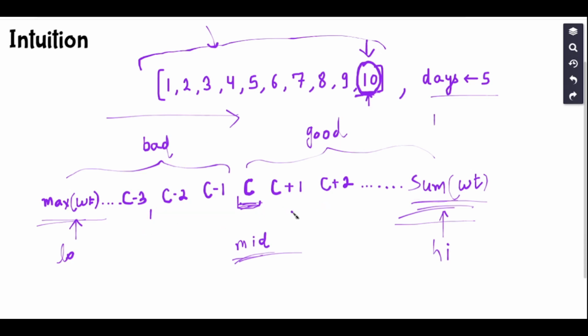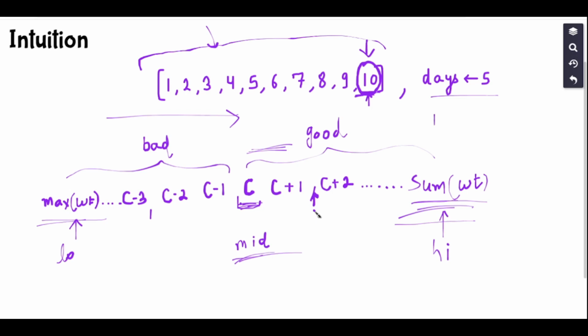But let's say the mid lies on the good side, let's say it lies here. That means I can use this ship to transfer the goods. But I want to find the ship with minimum capacity. I want a better answer. So I will store this as an answer for now, and I will check for a better answer towards the left side in this search space. So high will be reinitialized to this element. In this way I will have my answer stored after the binary search finishes its iterations.